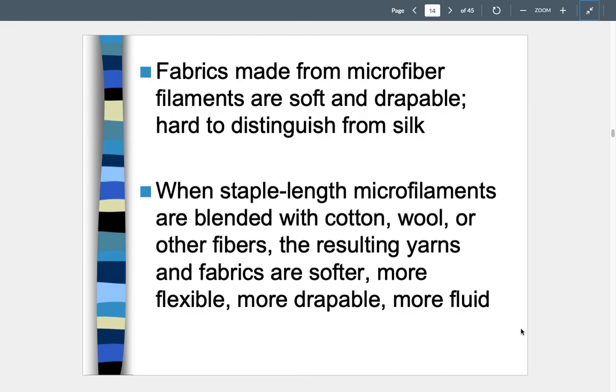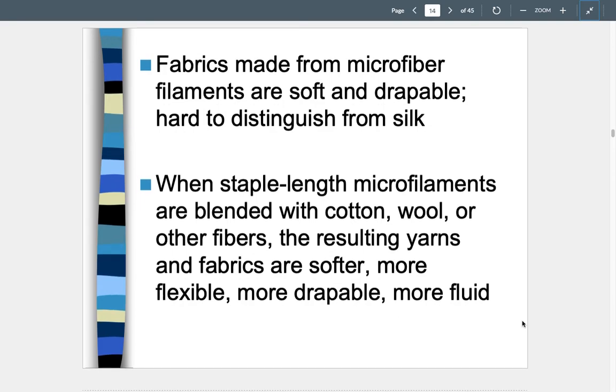If we leave them long and in their filament form, we're going to have a really hard time wrapping a mile-long length of microfilament with these little tiny spun fibers. It's just going to be very difficult to do. So this is a reason why we would cut those microfibers up into little staple lengths, and then blend them to make that natural cotton or natural wool into a softer, more flexible, more drapable, more fluid fabric. Okay, so there are reasons why.